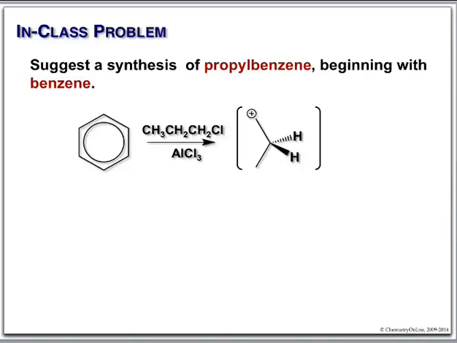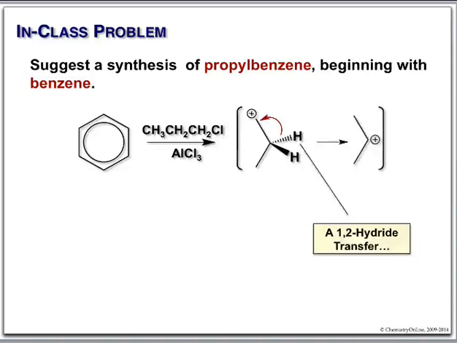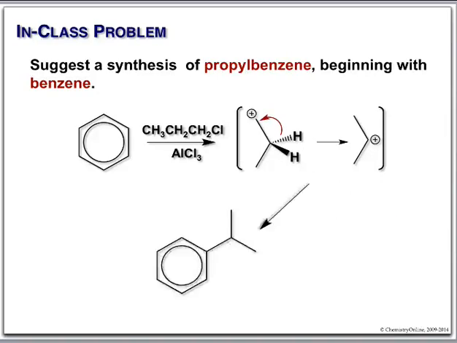You're hoping, beyond hope, that you will simply form the propyl carbocation, and that will add to the ring. Unfortunately, this is a primary carbocation next to a secondary center. Remember, secondary carbocations are much more stable, so this will undergo a hydride transfer. Hydrogen with its electrons just slides over from here to here, and we're left with the 2-propyl carbocation. This is the thing that's going to add to the ring, and we wind up with isopropyl benzene, not propylbenzene.